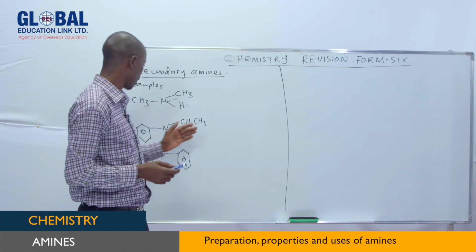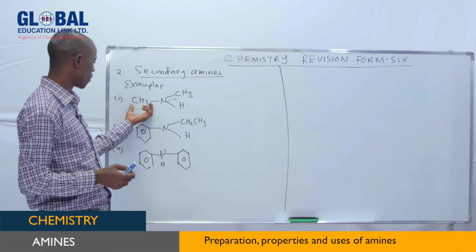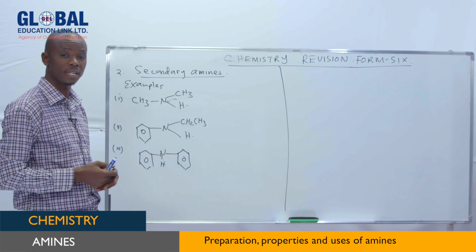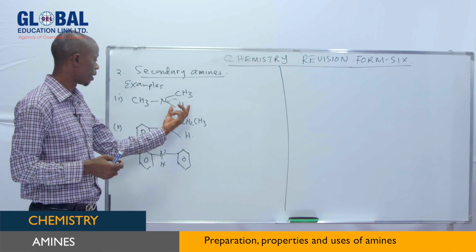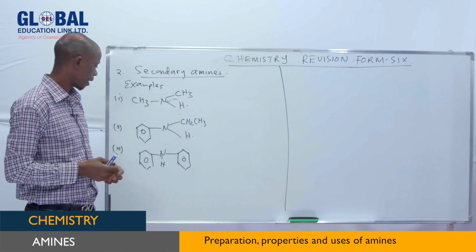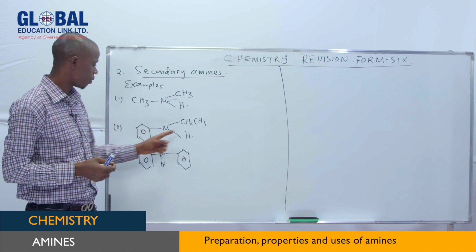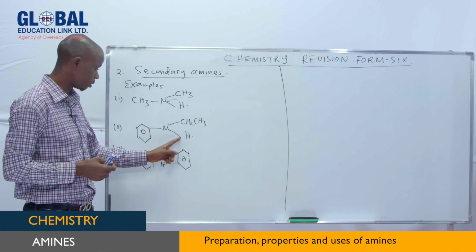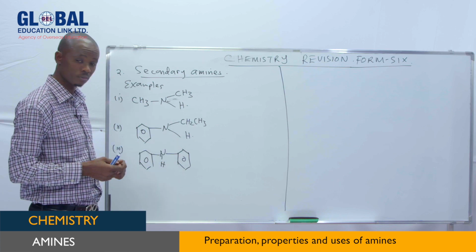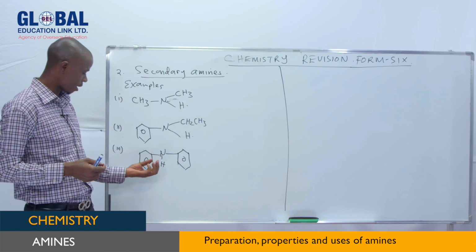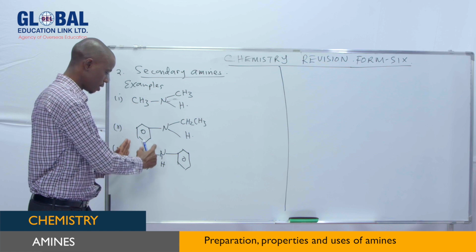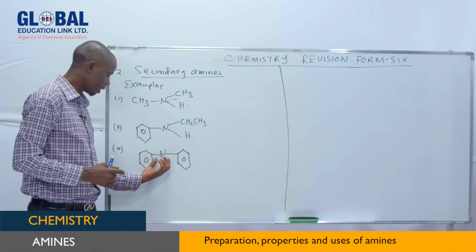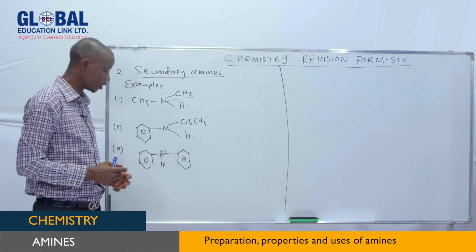Now, from here, you can see there is 1 methyl group and another methyl group, so 2 methyl groups are present on the nitrogen atom. There is only 1 hydrogen atom. And here we have an aryl group and another alkyl group. There is only 1 hydrogen atom. For this case also, we have 2 aryl groups, phenyl groups, bonded to the nitrogen atom. There is only 1 hydrogen atom.